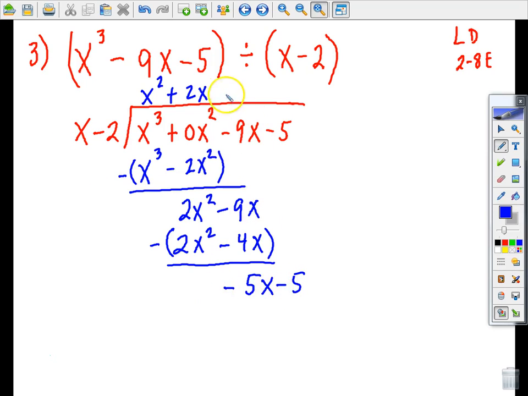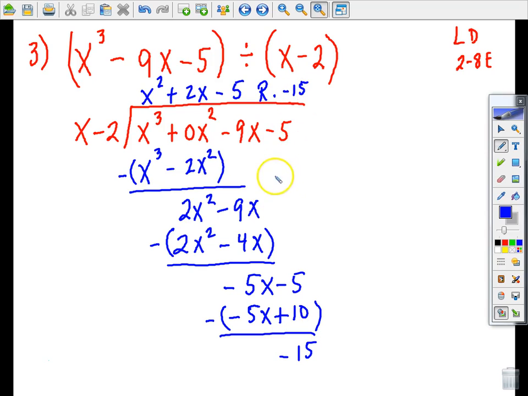X goes into negative 5x negative 5 times. Negative 5 times x, negative 5 times negative 2, subtract. Of course the x's cancel, negative plus makes 0. Negative 5 minus 10 is negative 15. And so that's our remainder.